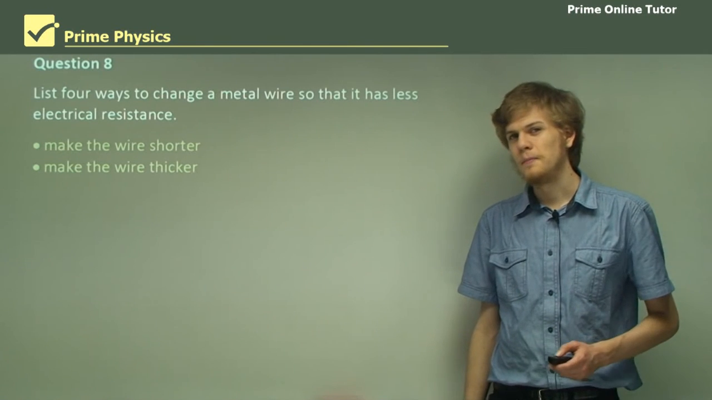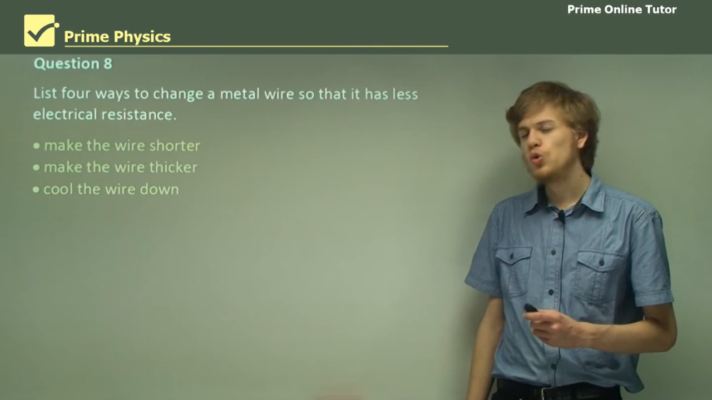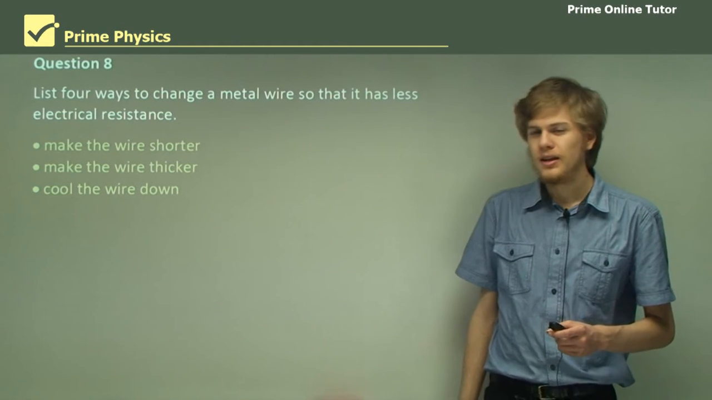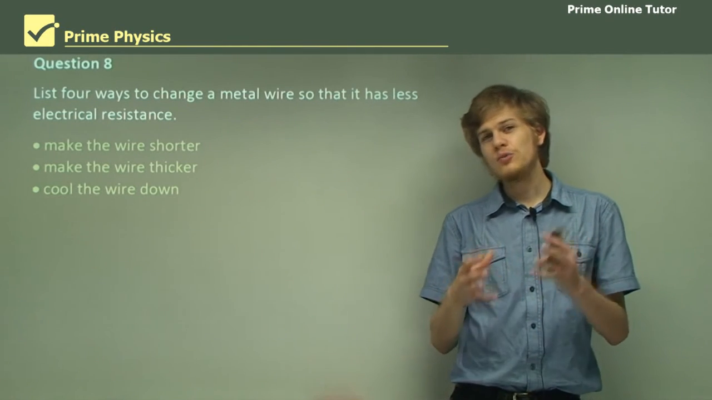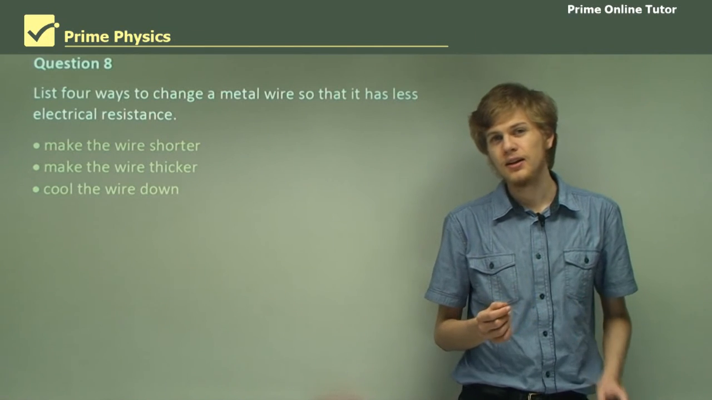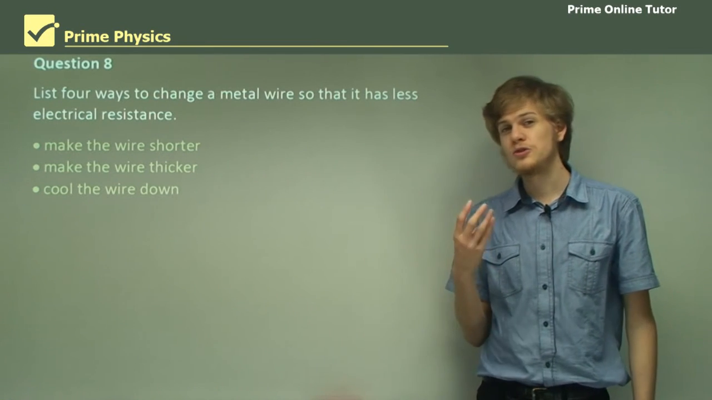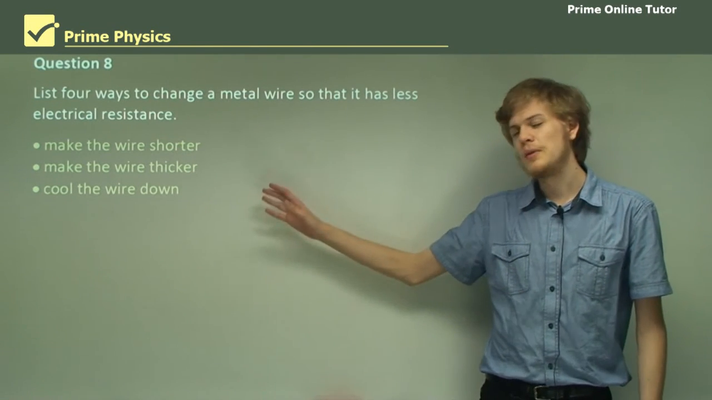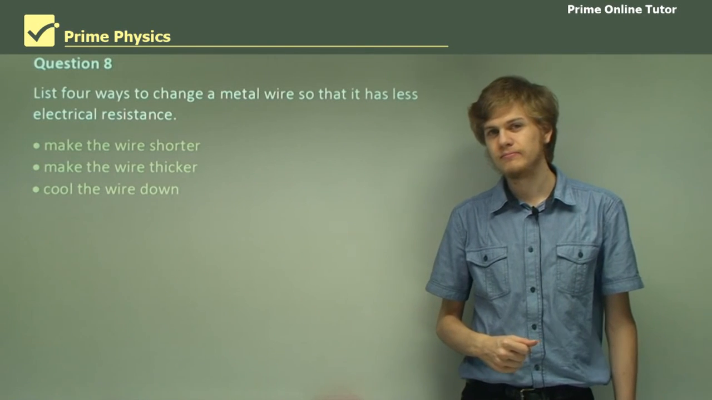Now perhaps a harder one. We can cool the wire down. If we cool the wire down, then we decrease the vibrational energy of the atoms in the metal lattice. And this means that it's harder for the electrons to bump into them, which means the metal has less resistance.